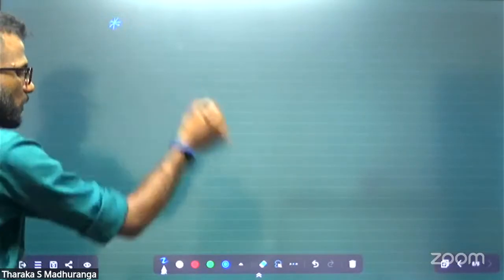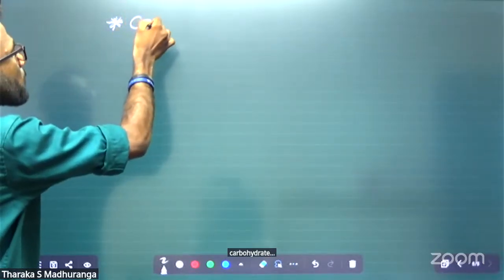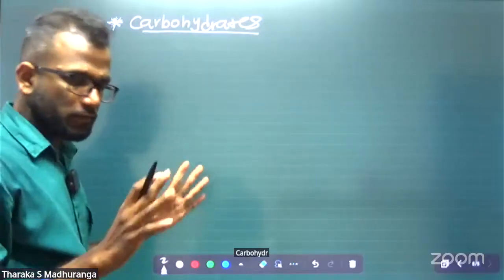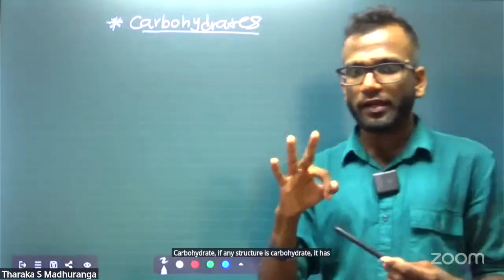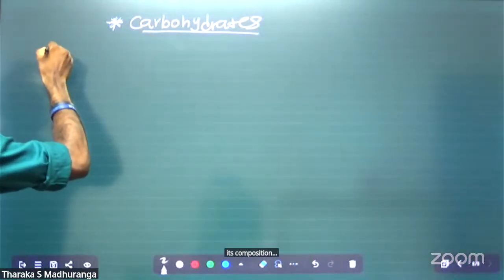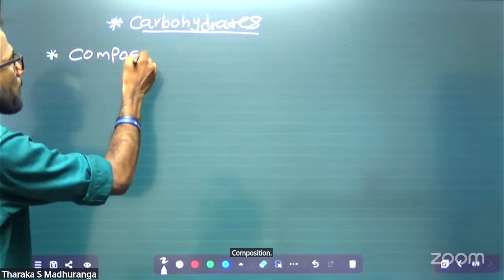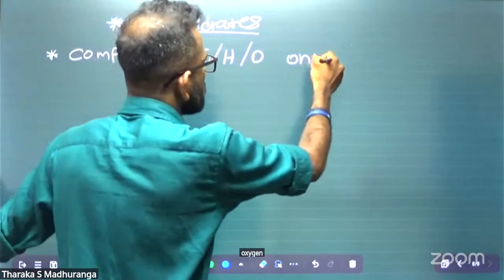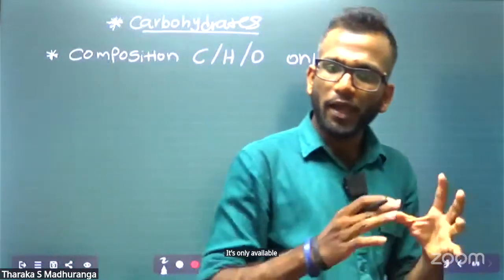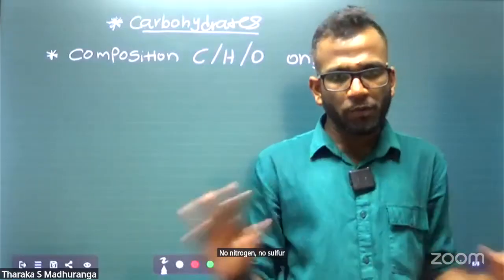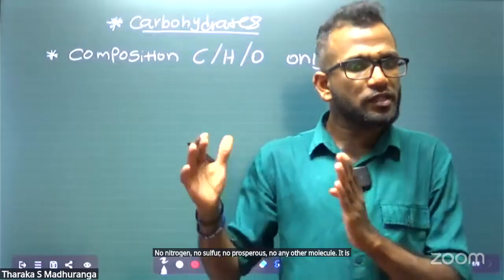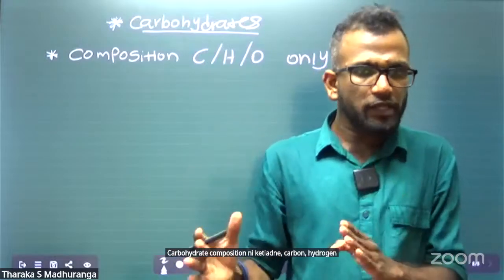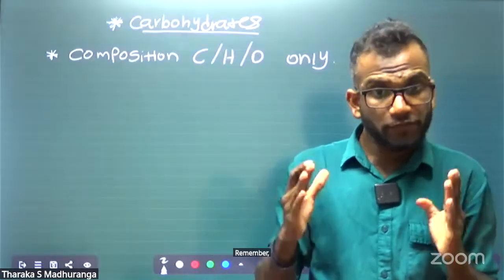If any structure is a carbohydrate, it has three main characteristics. Its composition is carbon, hydrogen, oxygen only. No nitrogen, no sulfur, no phosphorus, no any other element. It is carbon, hydrogen, oxygen only, remember. That is the first characteristic.